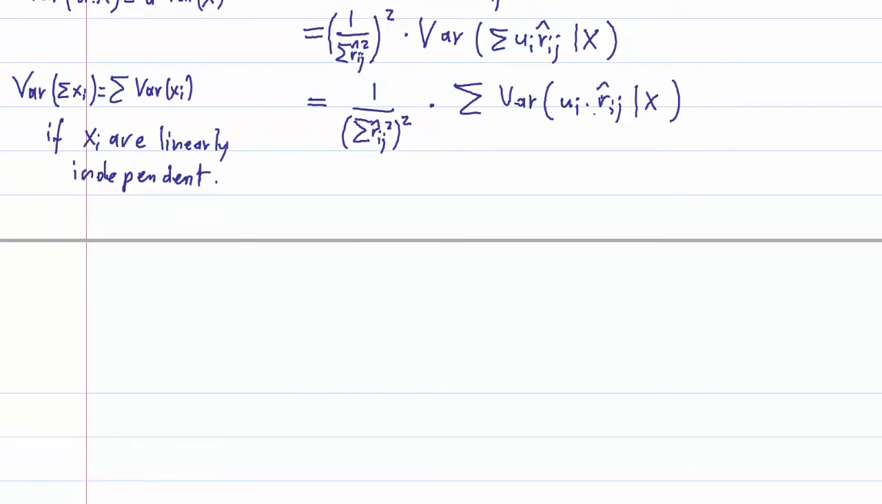So again, here in this expression, the Rij's are constant because we condition on x, so we can take them out of the variance and square them. So we have 1 over the sum of the Rij's squared and the whole sum squared times the sum of Rij hat squared, we take it out, we square it, times the variance of the ui, conditional on x.